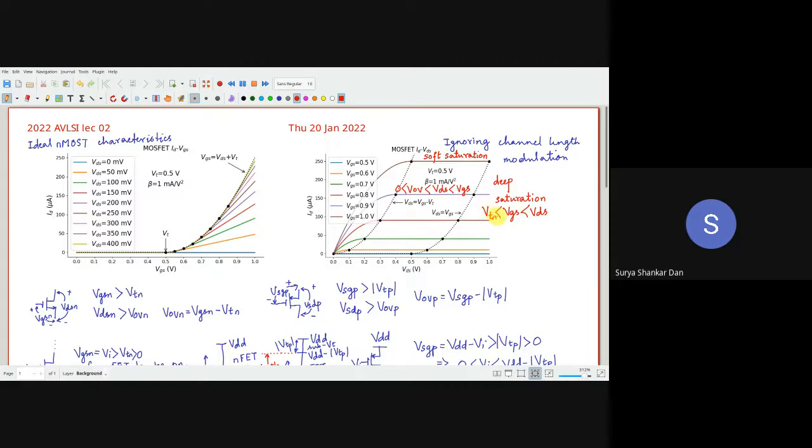I'll put VTN here. Okay, I should write in MOSFET. Okay, everybody clear? So this deep saturation concept and the soft saturation concept, why deep saturation is important for analog IC design, not for digital. We will understand this later when we are going through channel length modulation.